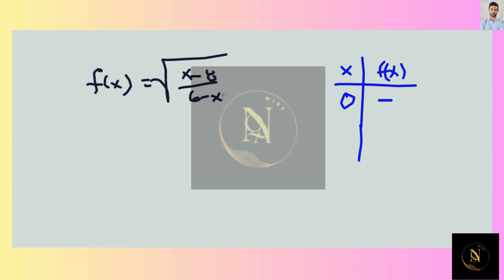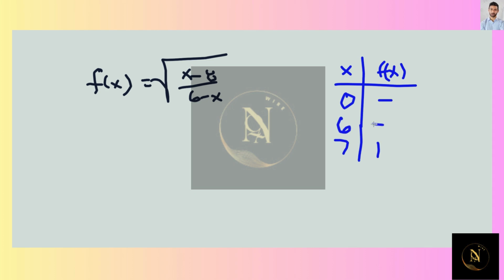Even if it was 5, for instance, we'd have a negative over a positive, but we'll get a positive number here between 6 and 8 because we'd have a negative over a negative. Like 7, for instance, if you picked 7, then we'd have negative 1 over negative 1, which is 1. So that exists. 7 is in the domain.